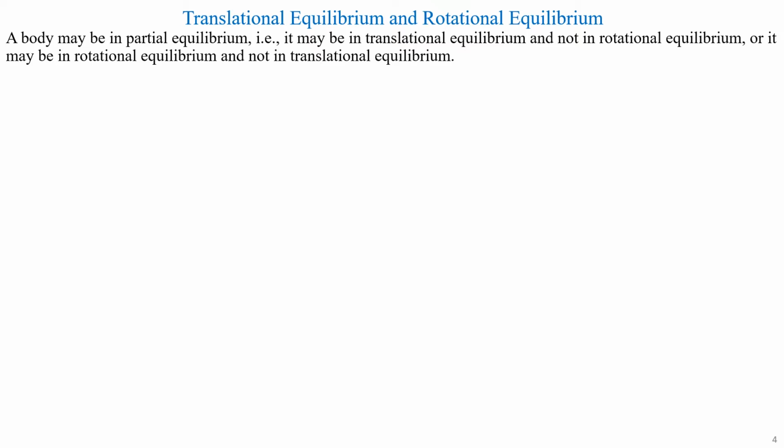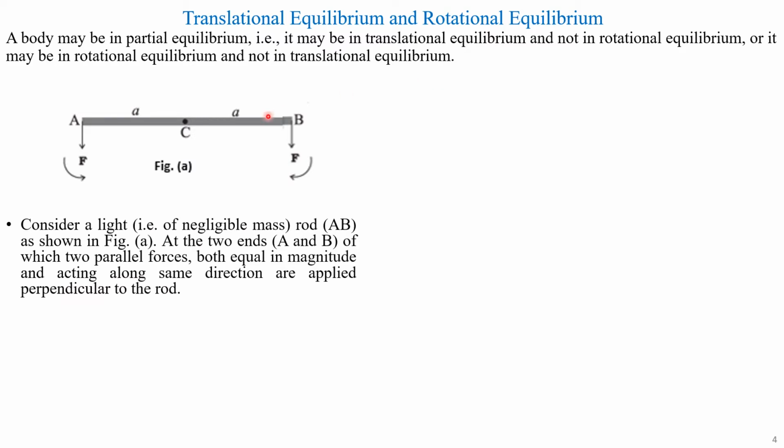Translational equilibrium and rotational equilibrium. A body may be in partial equilibrium. That is, it may be in translational equilibrium and not in rotational equilibrium, or it can be in rotational equilibrium and not in translational equilibrium. Please read the sentence once again to understand the principles of partial equilibrium.